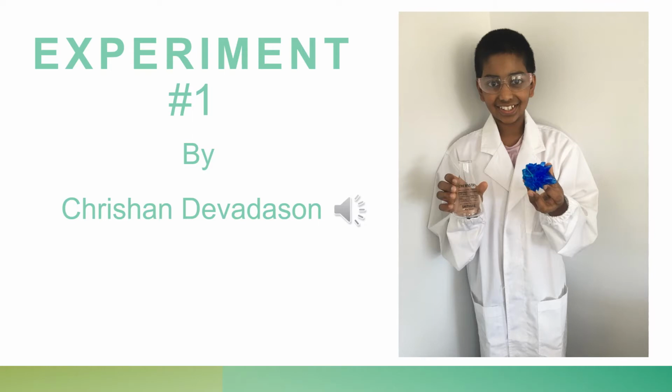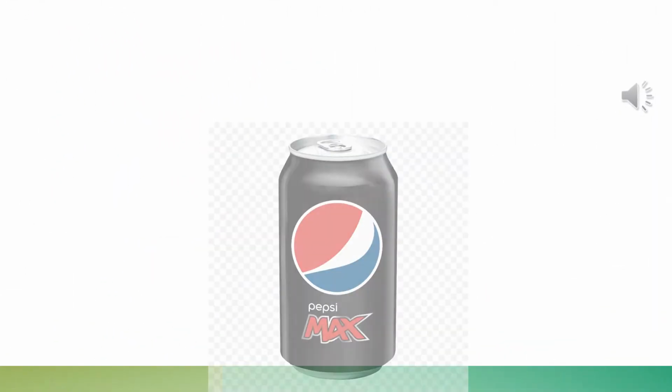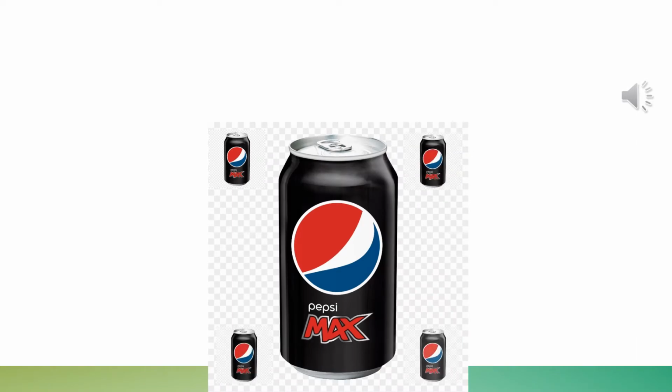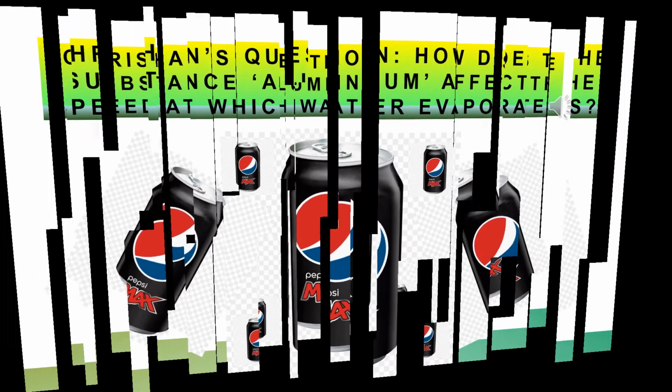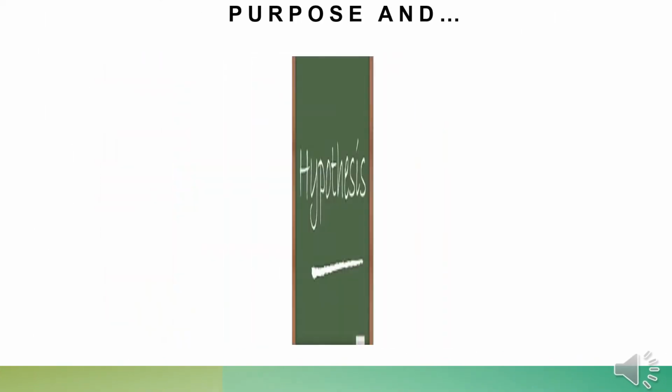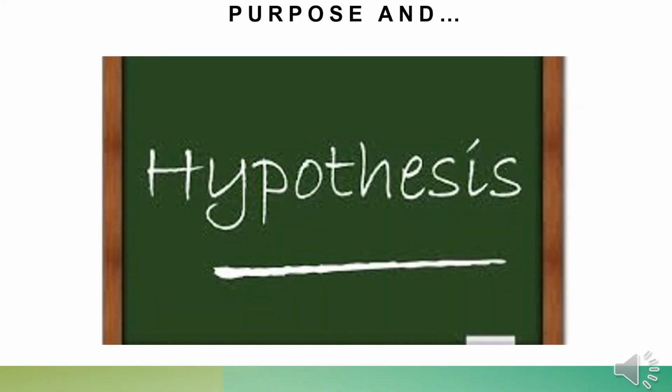Experiment 1. Dr. Sean Devadison. Kushan's question: How does the substance aluminium affect the speed at which water evaporates? Purpose and hypothesis.